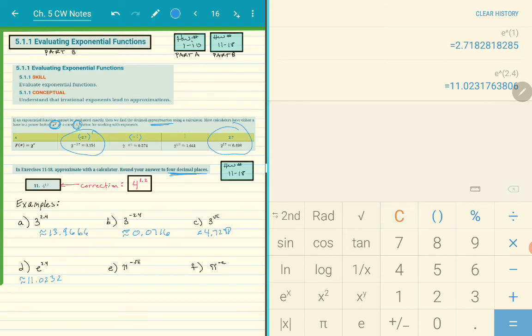For part E, now we have pi as our base. So there's my pi. I'm going to take that to the power of, with my parenthesis, because I have a negative I have to keep in my exponent, square root of 2. I have a lot of parentheses there. A couple of them aren't necessary because my square root works as a grouping symbol. There's only one term. And I already have one for the exponent.